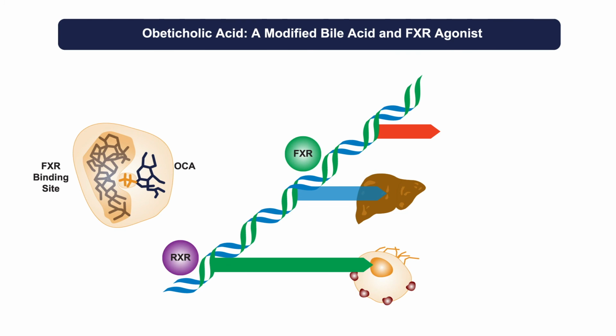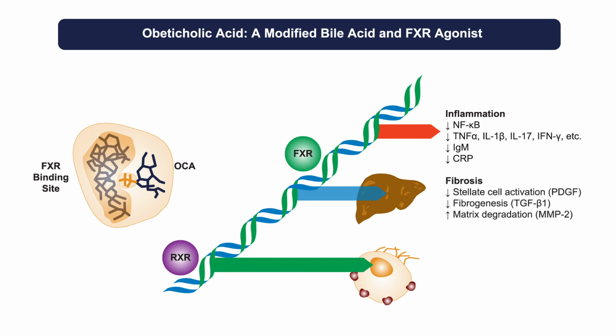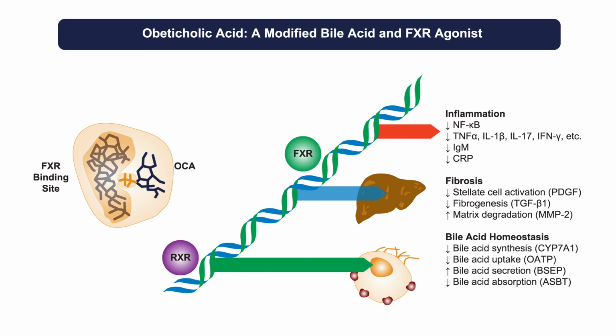Based upon preclinical studies, obeticholic acid has been shown to reduce inflammation and also shown to reduce fibrosis in preclinical models. It is also known to shut down bile acid synthesis by inhibiting CYP7A1, the rate-limiting enzyme for bile acid synthesis. It decreases bile acid uptake, increases bile acid secretion, and decreases bile acid absorption.